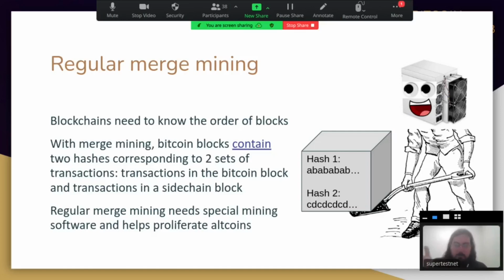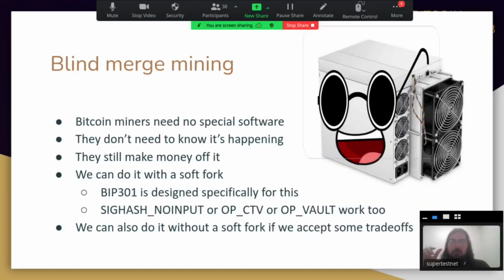And the reason I'm bringing all this up is because Spacechains have a solution for these problems that makes merge mining better. The solution is called blind merge mining. Blind merge mining was invented by the great genius and super smart guy, Paul Sztorc, who is presenting right after me.